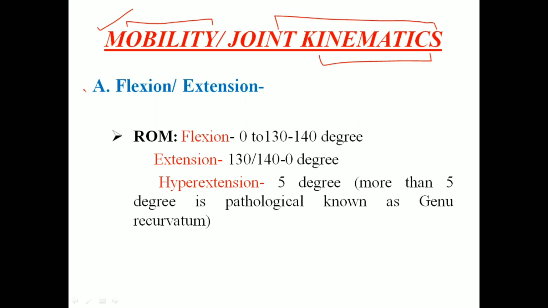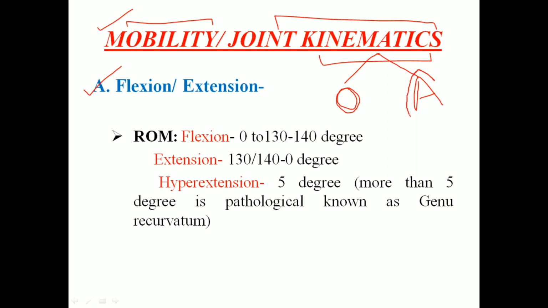Now here the first movement is flexion and extension. Before going to flexion and extension, we will have a quick look at the types of kinematics. As I told you, kinematics means the study of movement. We can divide this into two parts, osteokinematics and arthrokinematics. Osteokinematics means movement of the bone. Arthrokinematics means movement of the joint surface. Arthro means joint surface and kinematics means movement.